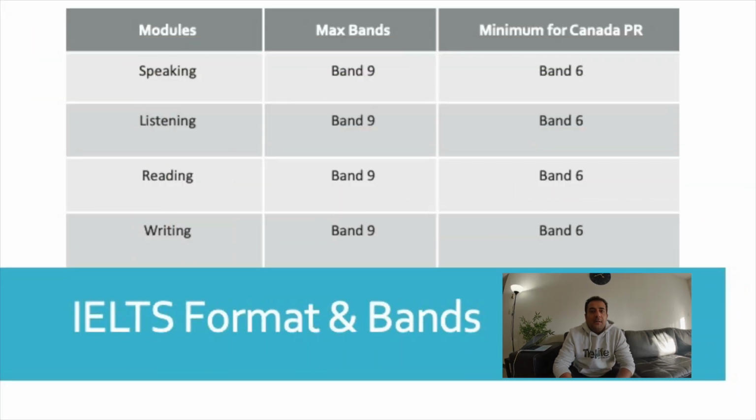Now, the IELTS exam itself has 4 different modules: listening, reading, writing, and speaking. Each module in IELTS has a band associated with it, and the maximum that you can score in each module is band 9. Now, for Canada PR, you need a minimum of 6 bands in each of these modules.